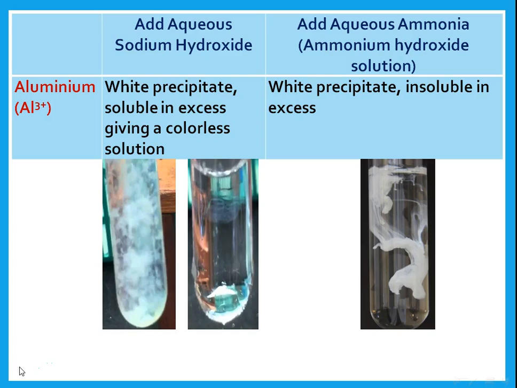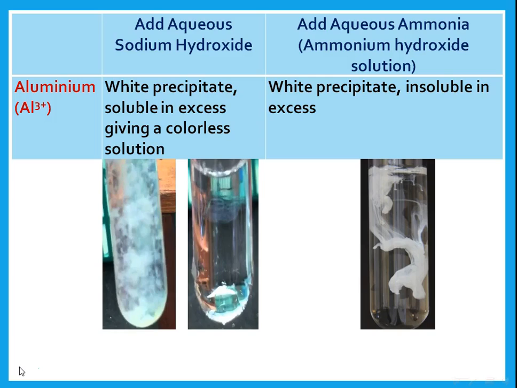Okay, aluminium. Now, we're starting tests for metal ions. For each of these, I will have two different tests. Either I add aqueous sodium hydroxide or I add aqueous ammonia, which is actually ammonium hydroxide solution. This is ammonia dissolved in water. And for each of them, I will get different results. So if I have an aluminium salt, remember that this is not a test for aluminium metal, it's a test for aluminium salt. So aluminium something, aluminium chloride, aluminium sulfate, whatever.